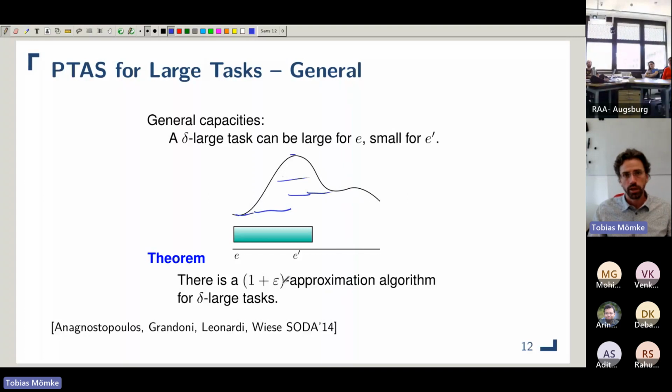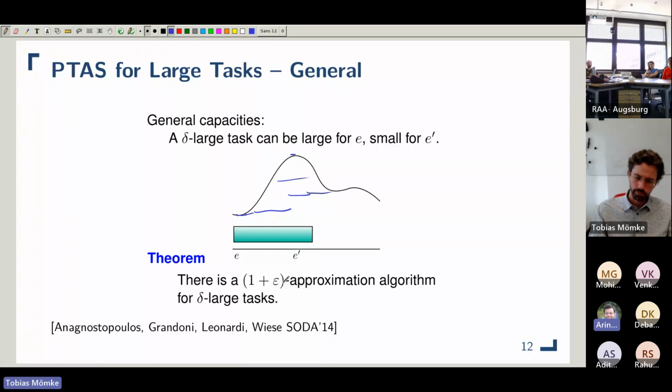So their result was a 2 plus epsilon approximation for the overall problem. Why is that? Well, you solve a 1 plus epsilon approximation for large tasks, a 1 plus epsilon approximation for small tasks, and take the better of the two results. And since all tasks are covered, and for each of the two sets you have a 1 plus epsilon approximation, the better of the two is the 2 plus epsilon approximation overall.